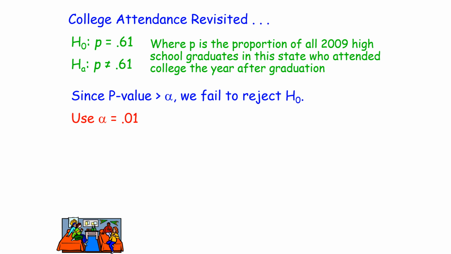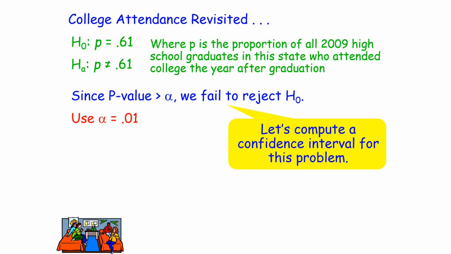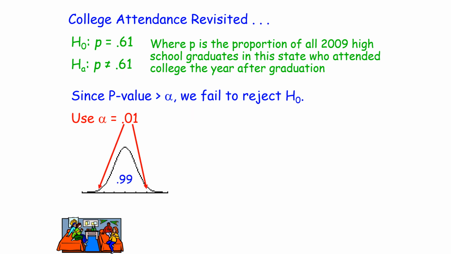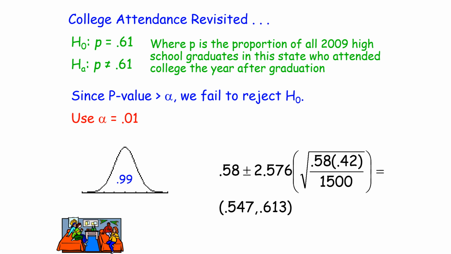So let's go back to the college attendance problem. Remember that since our p-value was greater than alpha, we failed to reject our null hypothesis, and we used an alpha of 0.01. So we're going to compute a confidence interval for this problem. In this particular case, it's a two-tailed test, because we're saying that p is not equal to 0.61. And so the alpha gets split evenly into both tails, leaving the 99% in the middle. Calculating that confidence interval gives us an interval of 0.547 to 0.613.